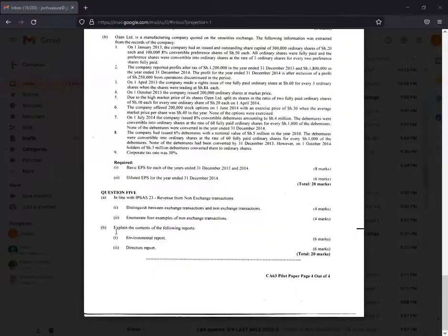Like now, in line with IPSAS 23, revenue from non-exchange transactions. Yani this lesson imewafunza vitu mzuri sana. Distinguish between exchange transactions and non-exchange transactions. Out of 4, always talk about it. Enumerate 4 examples of non-exchange transactions. Explain the contents of the following reports: environmental report, director's water report. Look at those number of marks.